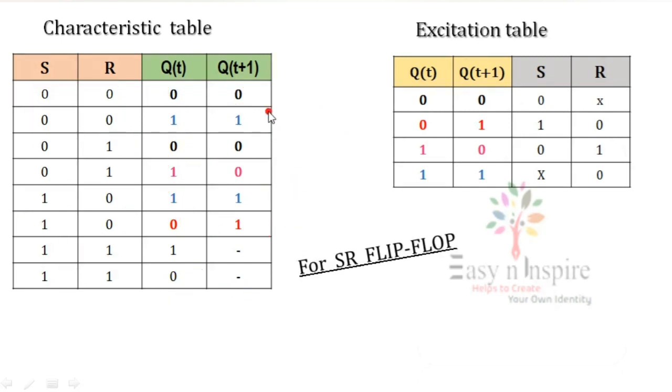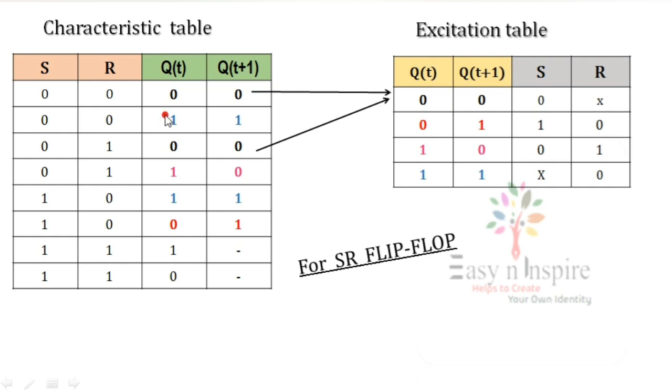Now listen here. From this, how am I going to derive this excitation table? First of all, 0 0 0 0. I have already discussed that the excitation table contains present state, next state combinations. For these combinations, you need to write the inputs. So S and R are the inputs. For these combinations, you need to mention inputs.